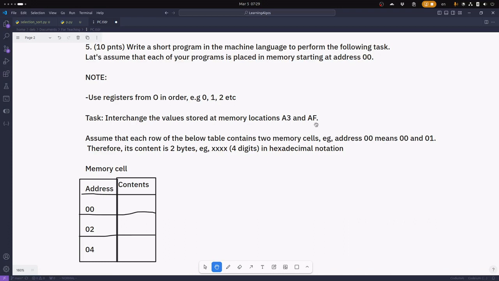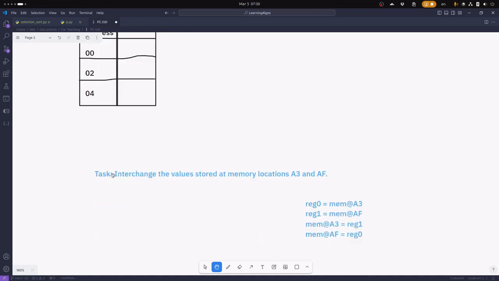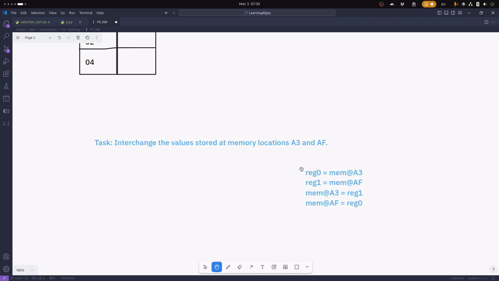Like, the value of AF will be stored in memory address A3, and the value of memory address A3 will be stored at memory address AF. So this is how we interchange, and it will be clear if you see here. I just wrote the task line here, and I hope this is now clear. Think of it like simple mathematics.